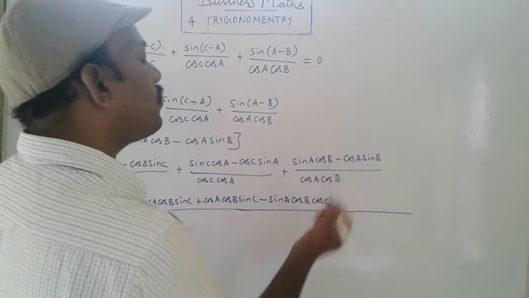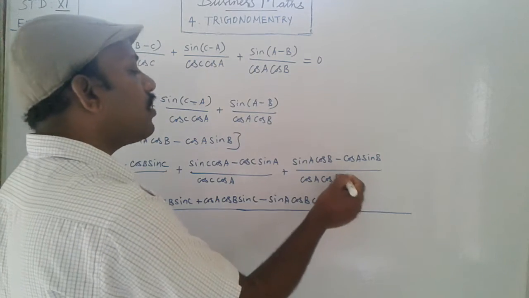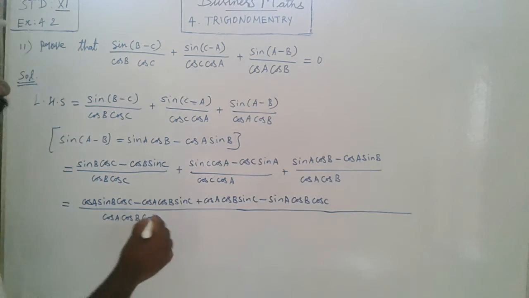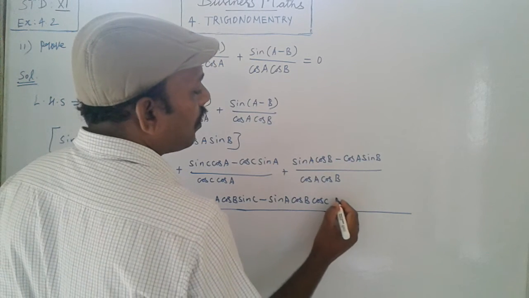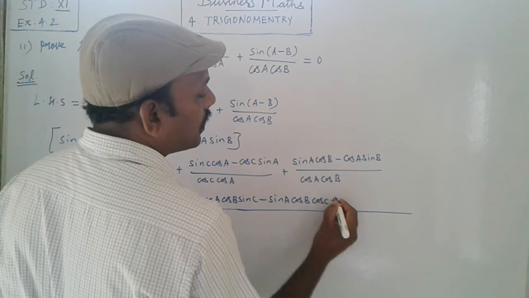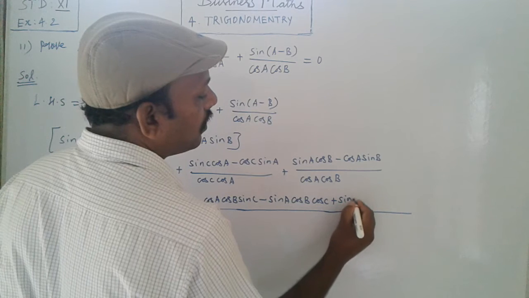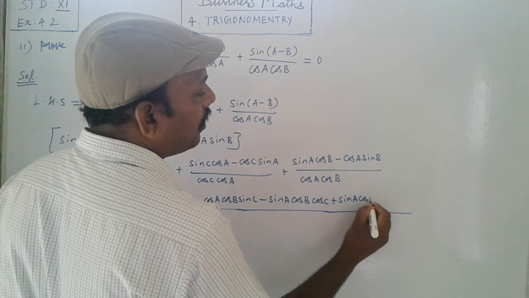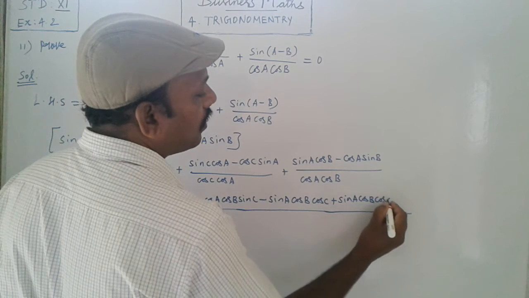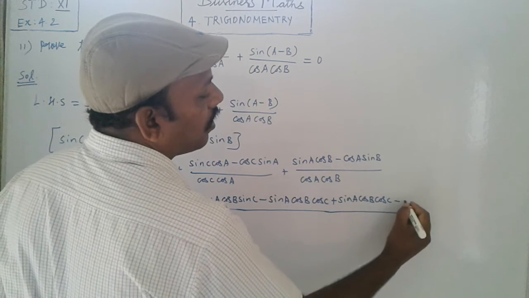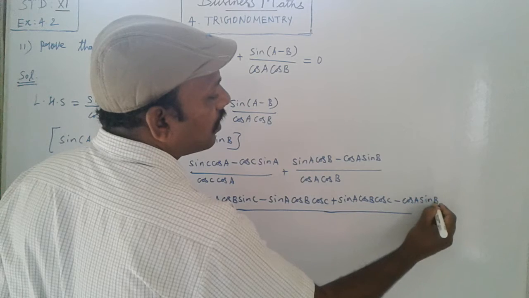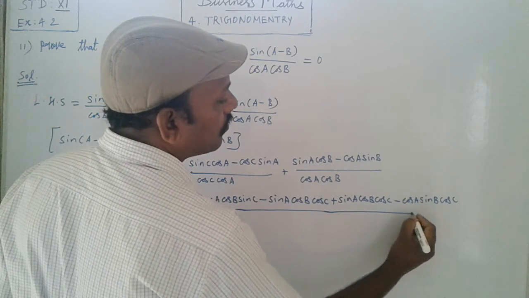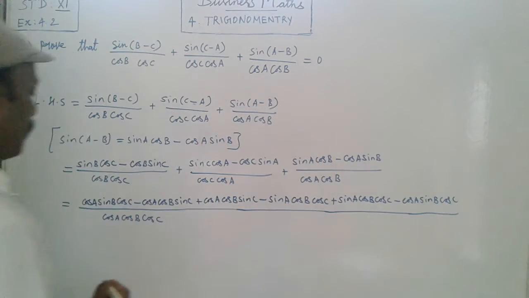Next, for cos a cos b we should multiply by cos c, then we get the LCM cos a cos b cos c. So cos c we should multiply in the numerator. So plus sin a cos b cos c minus cos a sin b cos c.